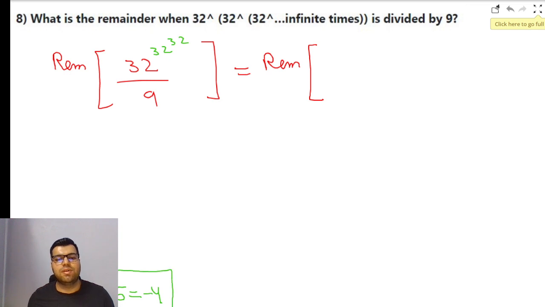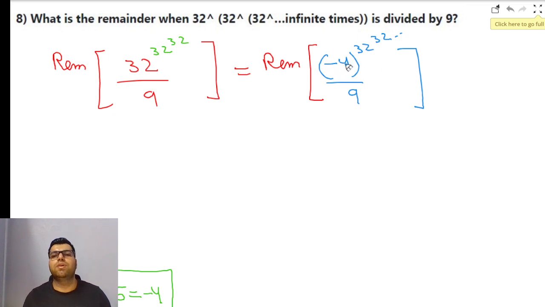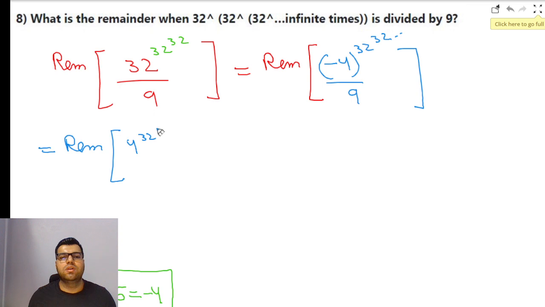So minus 4 will help us more, because you will see how. I will write it as minus 4 raised to power 32 raised to power 32 and so on, divided by 9. First, the minus will vanish, because 32 raised to power 32 is even, so minus 1 raised to an even power becomes 1. So this will simply become the remainder of 4 raised to power 32 raised to power 32 and so on, divided by 9.